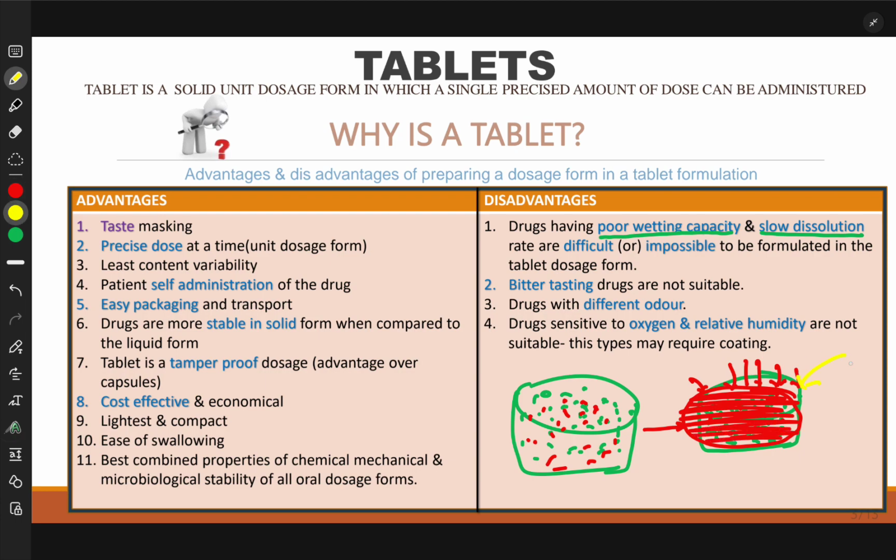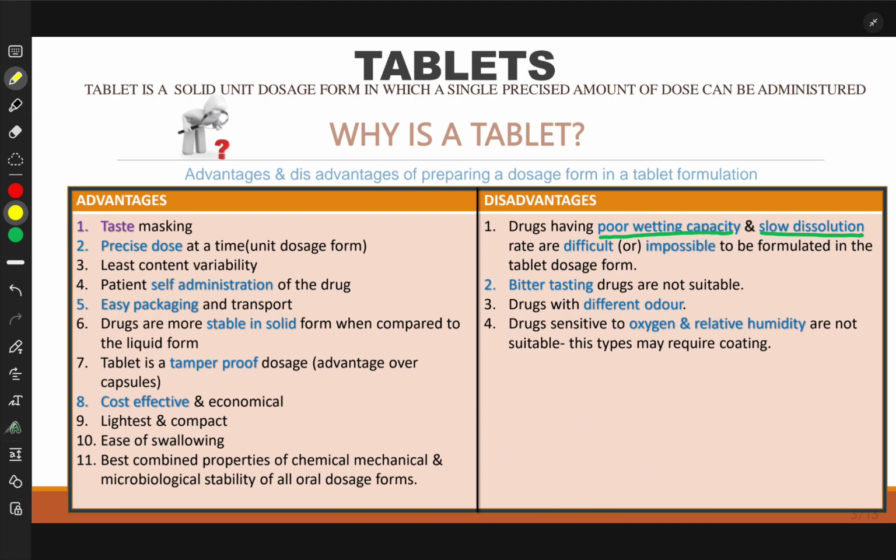For the penetration of water, it requires more energy for H2O to penetrate into the tablet, so it is difficult. Slower dissolution and poor wetting. Wetting means the attacking capability of H2O. Drugs that have poor wetting and slow dissolution are difficult or impossible to formulate in the tablet dosage form.